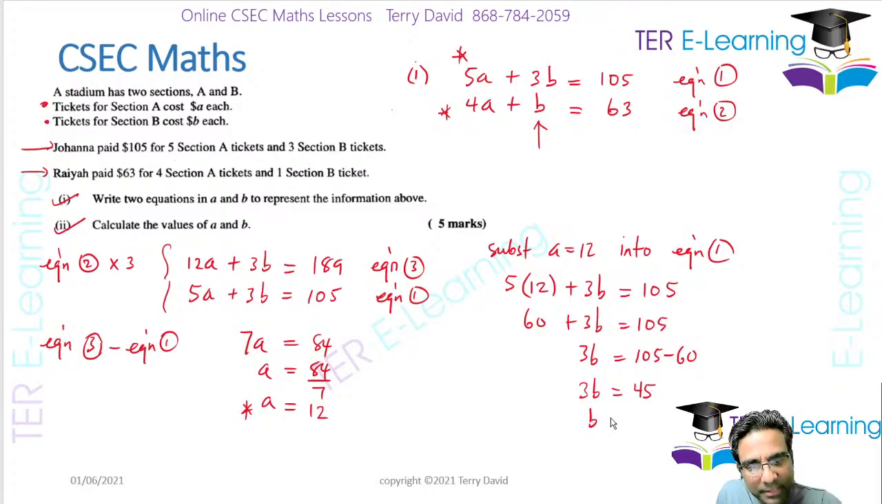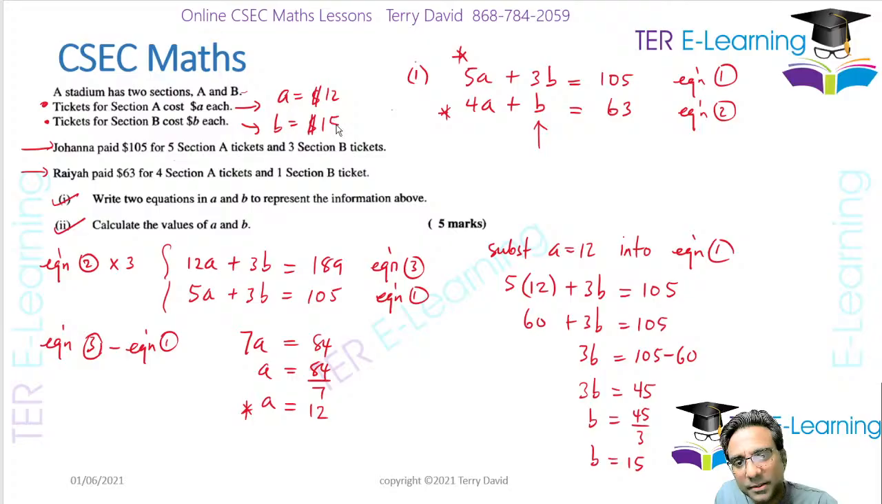So therefore b is equal to 45 over 3. And that's going to give me 15. So therefore b is equal to 15. So in terms of cost, A is equal to $12 and B is equal to $15. So that's my answer here. I've just solved for the cost of the two tickets, A and B, using the process of elimination.